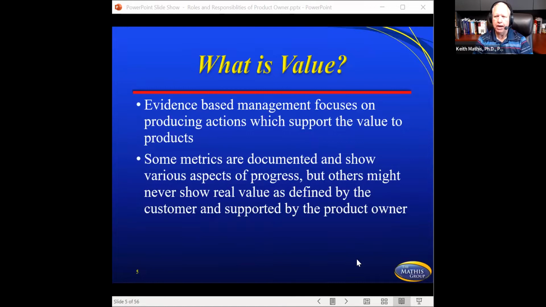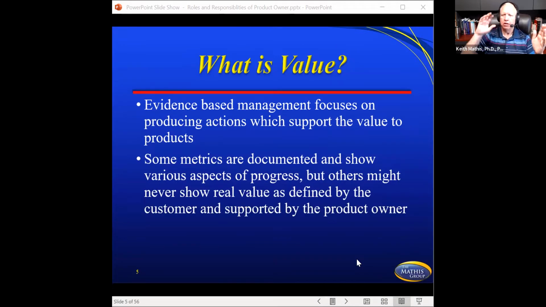Now, one of the things about value, too, is this evidence-based management. I'm not sure if you've heard that term before, but it focuses on producing actions which support the value of the product. And so what's happening is we are doing things that bring value to the customer, and that's all we're doing. Anything that's not bringing value through the eyes of the customer, we don't want to do, because that would be looked at as waste and wasted time. So that means that you would have to have metrics that are documenting it from the evidence-based or value-based, looking at it from the customer standpoint rather than from the team, or maybe even rather than from management.